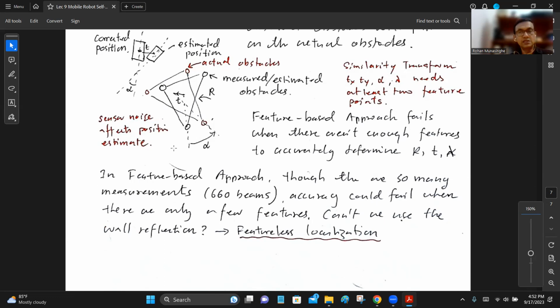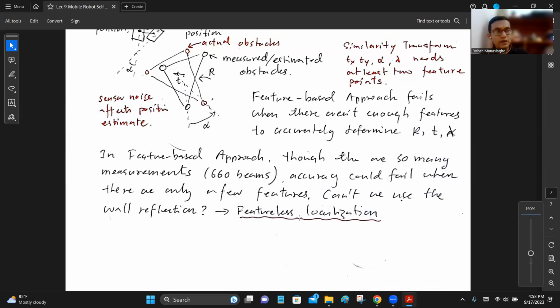So finally, this is our takeaway in a feature-based approach. Though there are so many measurements, right? Now you have 660 beams in your LiDAR, right? Accuracy could fail when there are only a few features. So even though you have a pretty good LiDAR, it doesn't help if you don't have features around you to localize. That's the problem. So this is feature-based localization. You need features. Without features, you cannot localize.